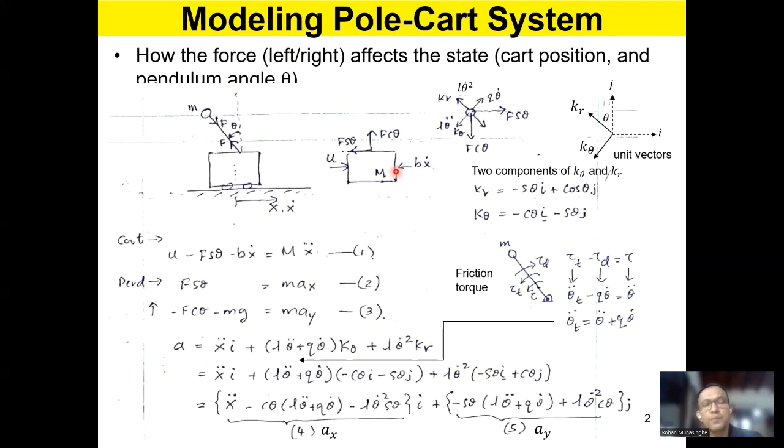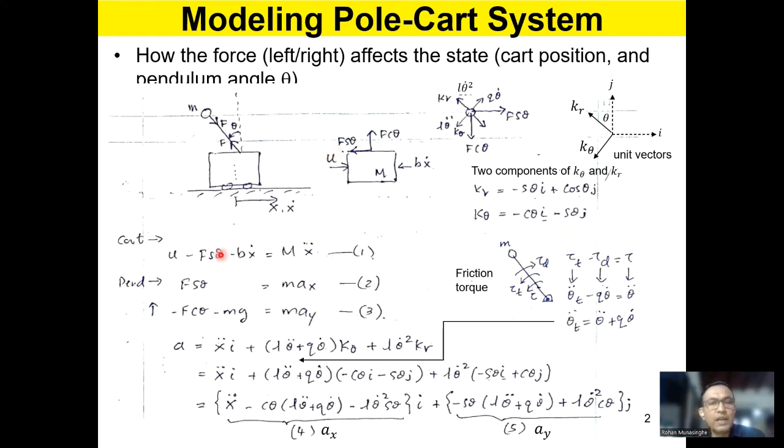Positive or negative. And on top of the cart, you can see two forces. The pole tension is F, based on the angle theta. You have F cos theta as the upward force and F sine theta as the horizontal force to the left. So these are the forces acting on the cart.